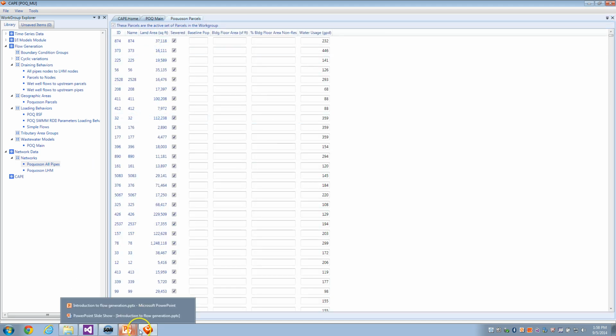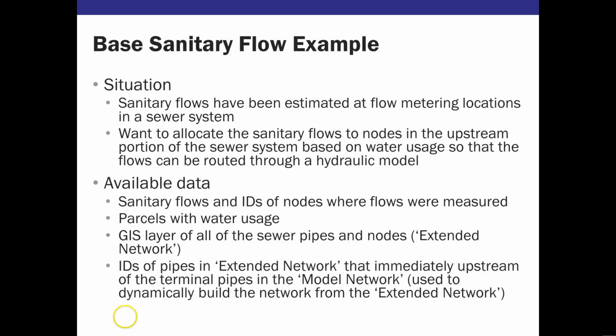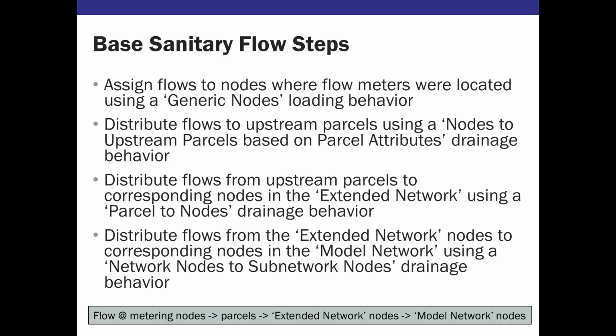Those are the pieces of information that I wanted to show you that we have going into this, the development of our base sanitary flows. So basically, here's the basic idea. We want to assign the flows at the locations where the flows were measured. Then we want to distribute those flows to upstream parcels based on water usage in the upstream area. Then we want to assign the flows in those parcels back to the extended network. And then we want to assign the flows from the extended network to the model network.